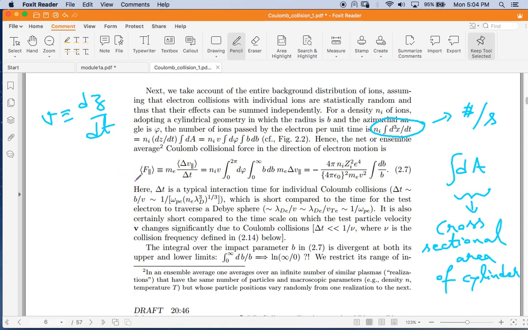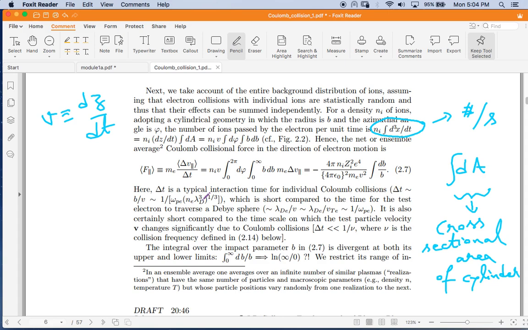And by way of a remark, it's important to consider that delta T is a typical interaction time for individual Coulomb collisions. It is approximately 1 over omega PE. We have not yet defined the omega PE. It's a plasma frequency. We will come to that. And that's a plasma parameter. We've not yet come to that, so we will defer. It's already assuming foreknowledge of what we're going to discuss right now.